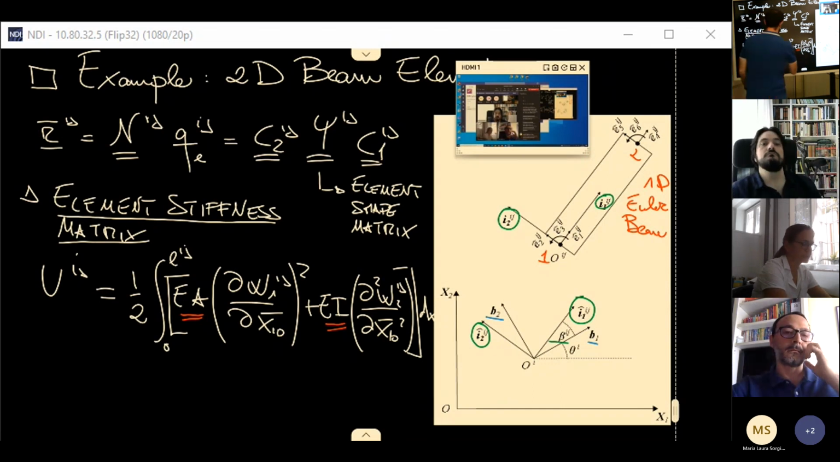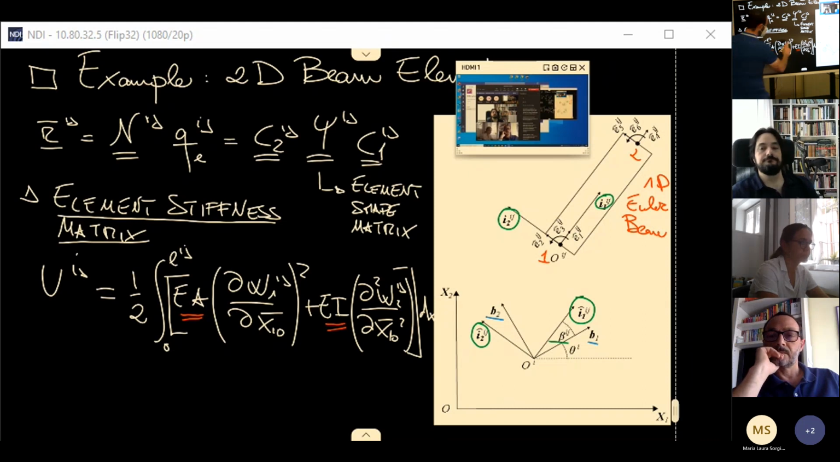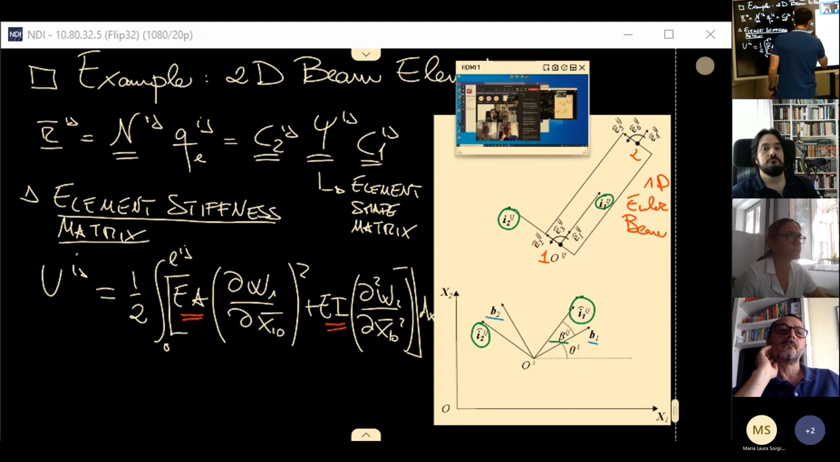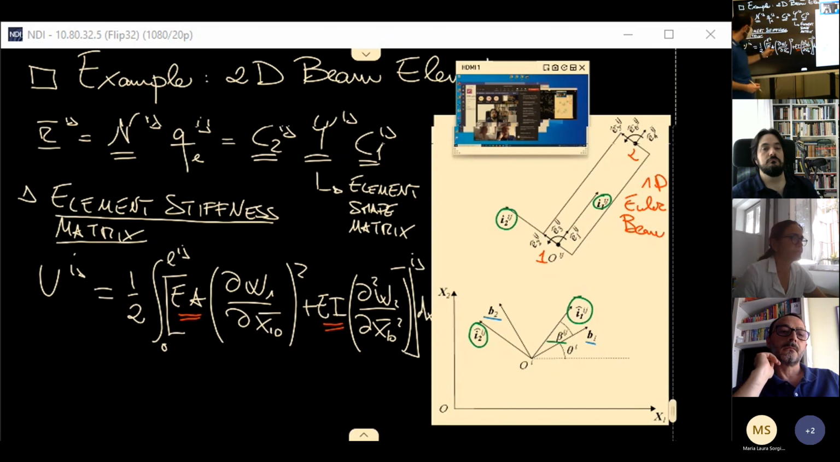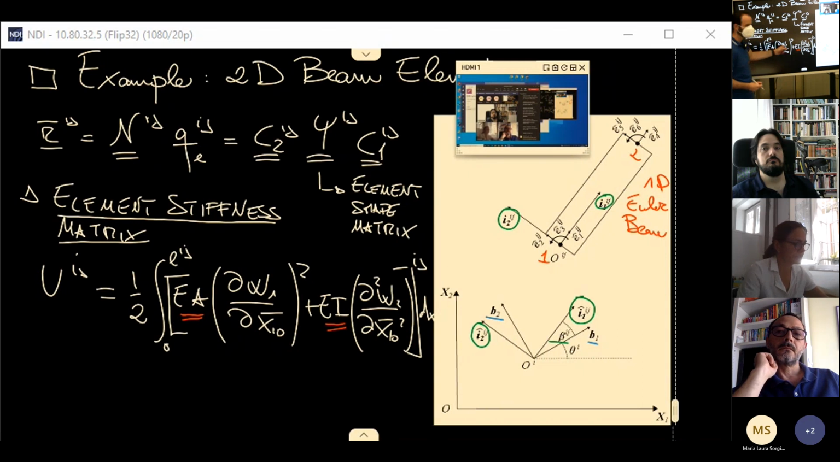Okay. Here, in theory, in order to avoid using the subscript i and j, I can also directly put it here, on the top of the square brackets, meaning that here E and A and I, they are all ij, because they are all the stiffness and the cross-section and the moment of inertia of the element. Okay, they are characteristic of the element.